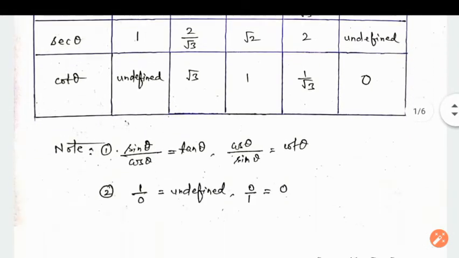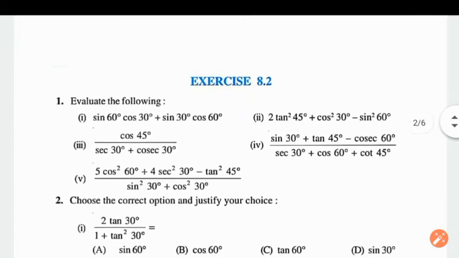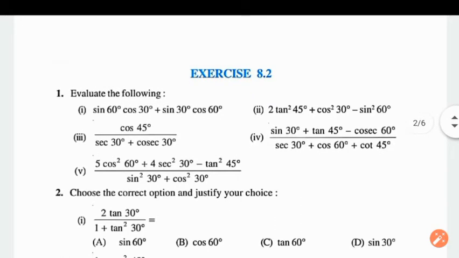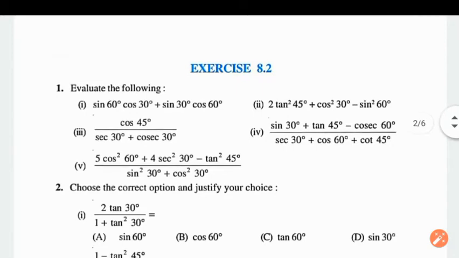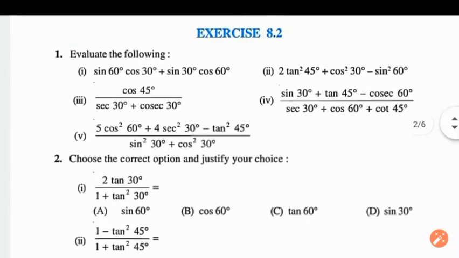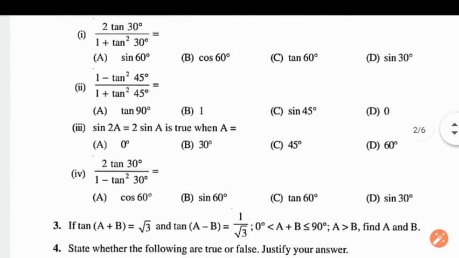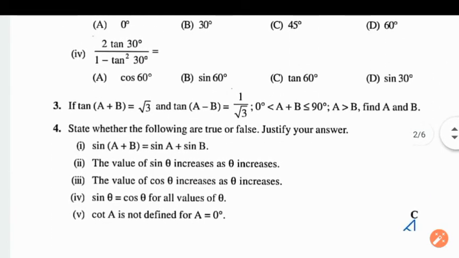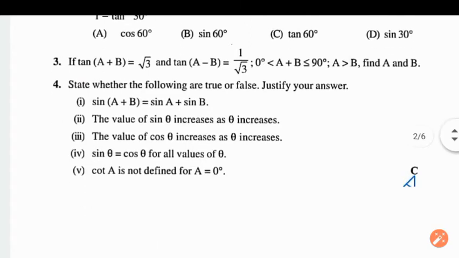So based on this, let's do one exercise we have in NCERT, exercise 8.2. So here we have how many questions? In question number 1 we have 5 subparts, okay? And if in your book there are more subparts, then if I explain 1 or 2, you will understand how to solve the rest of the subparts, right? So here we have 4 questions in this exercise. So let's solve this.